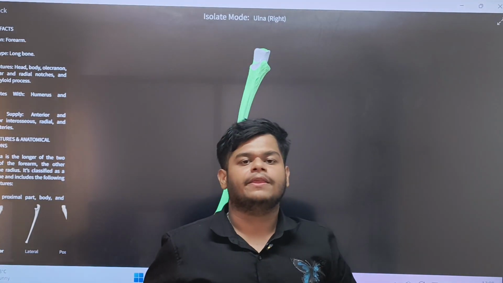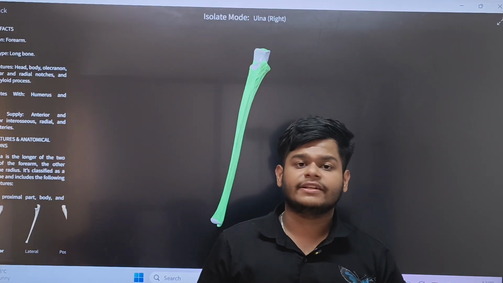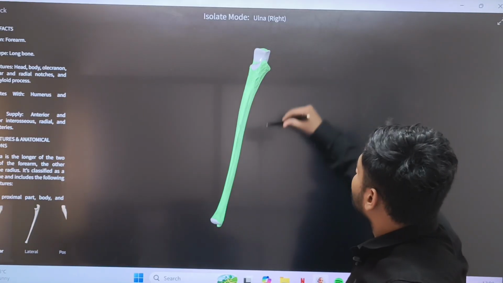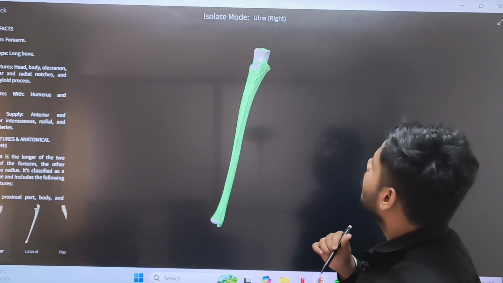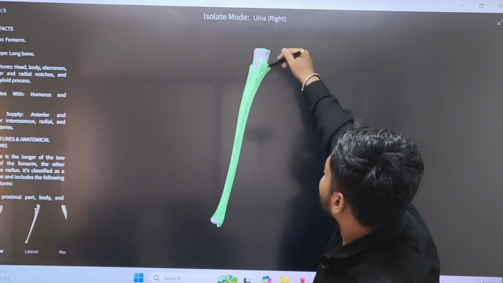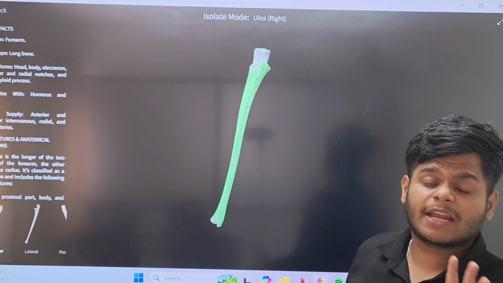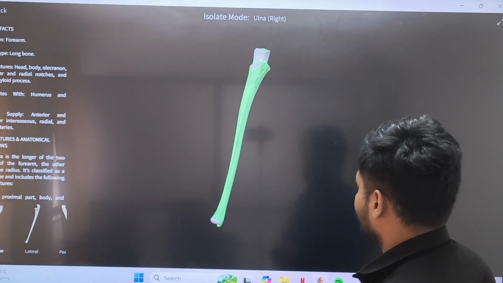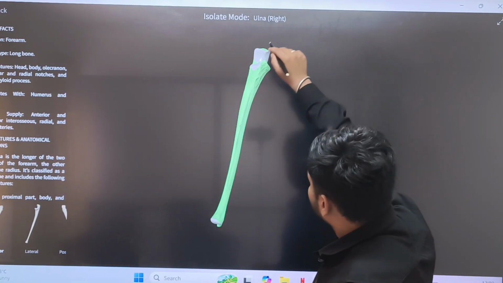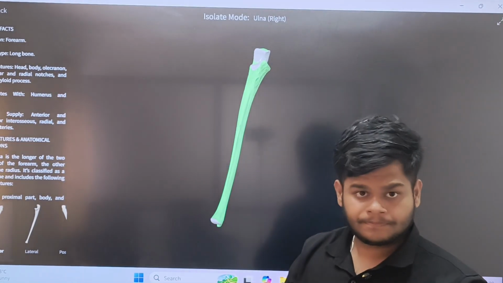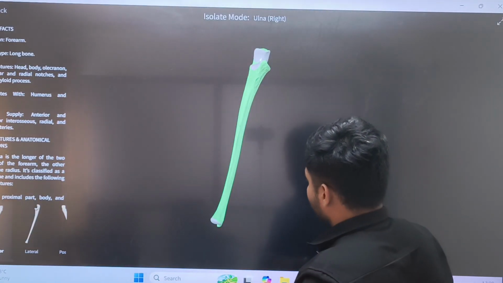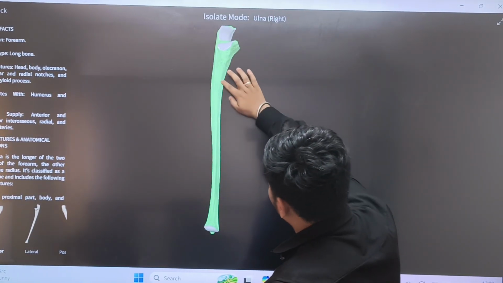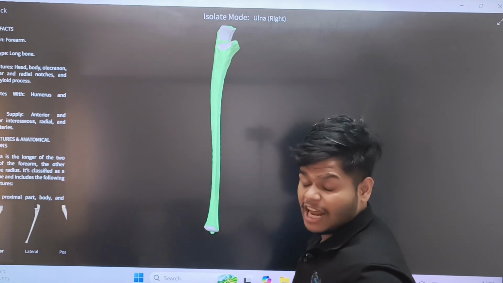So whenever we start any bone, first of all, we see its side determination, right? If you want to know which is the upper and the lower end, the upper end contains the olecranon process. It is a very remarkable process of the ulna. So the upper end is easily identified, right? This is the upper end, this is the lower end, right?